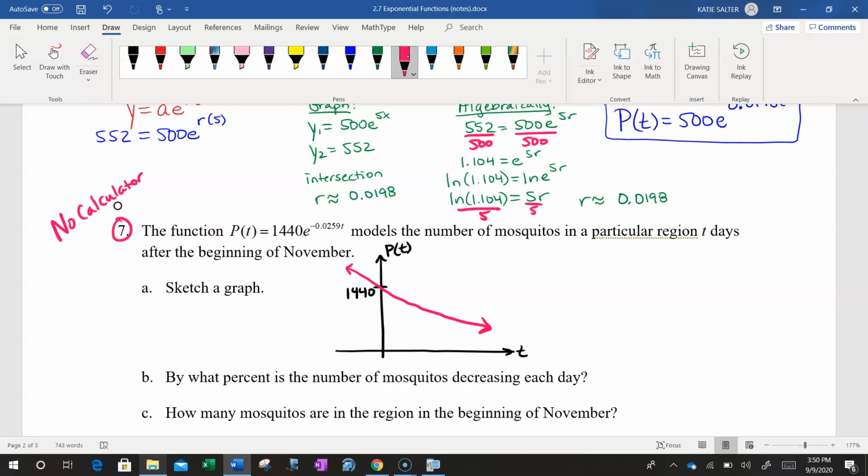By what percent is the number of mosquitoes decreasing each day? Again, you should recognize that rate right there. Move that decimal back over. That would be 2.59%. You don't need the negative there because it says decreasing. How many mosquitoes are in the region at the beginning of November? Again, that's that initial value, so that'd be 1,440 mosquitoes.